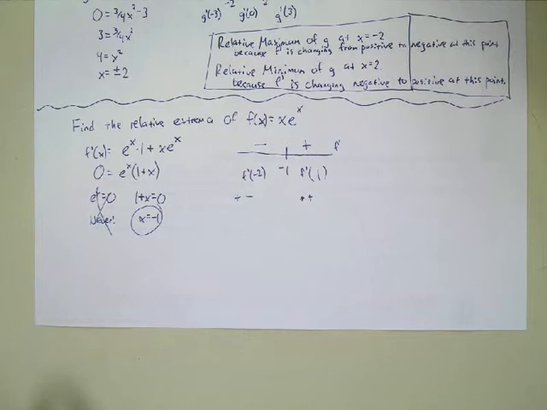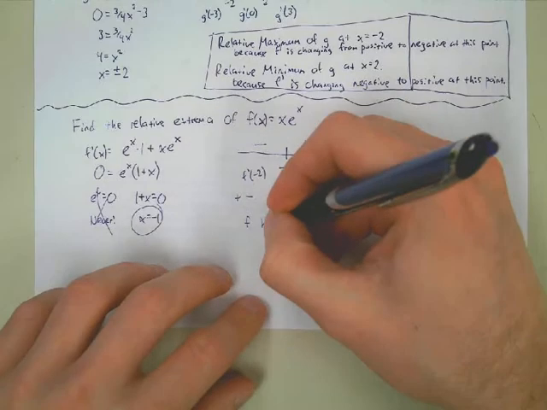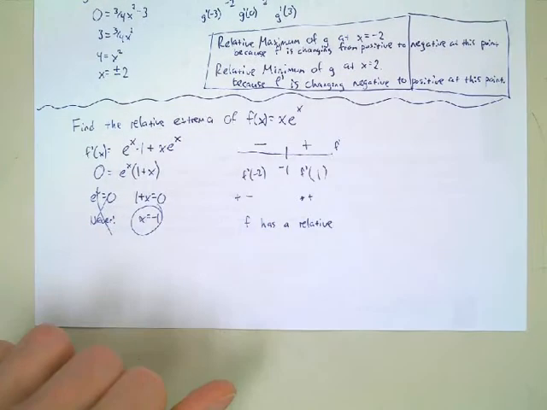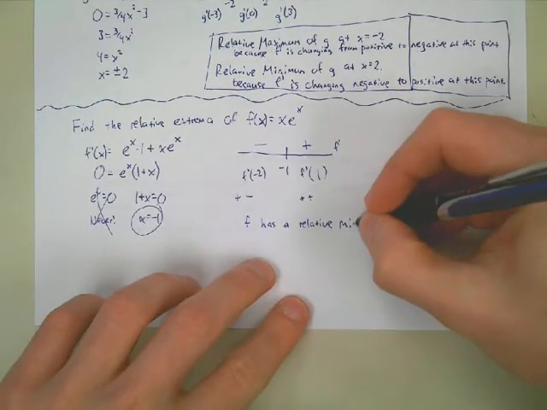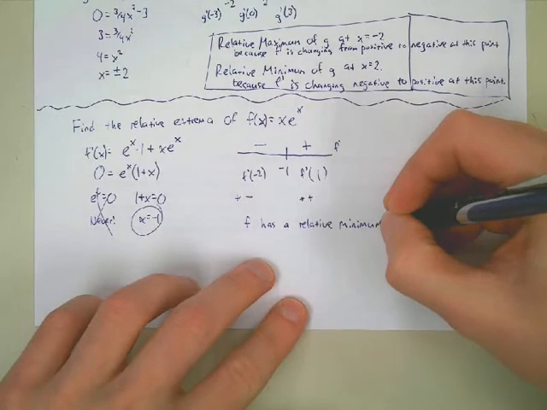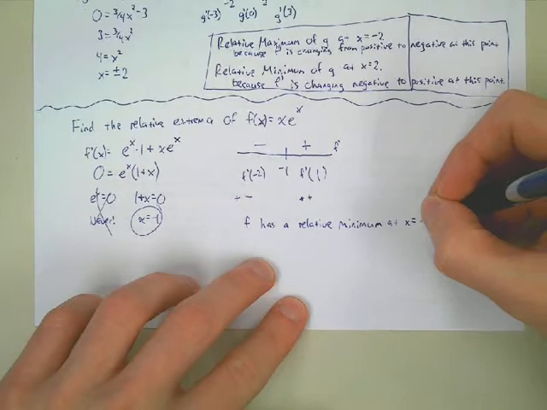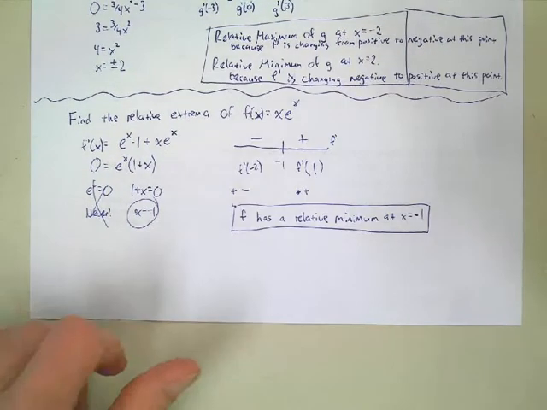All right? Great. So, Brittany, F has a relative what? Minimum. That is correct. At what? X equals -1. It didn't say to justify here, so we don't have to justify. If we wanted to justify, it would be because what?